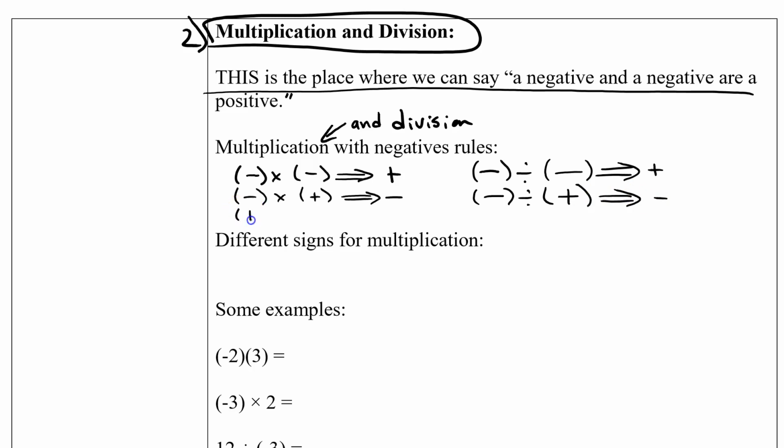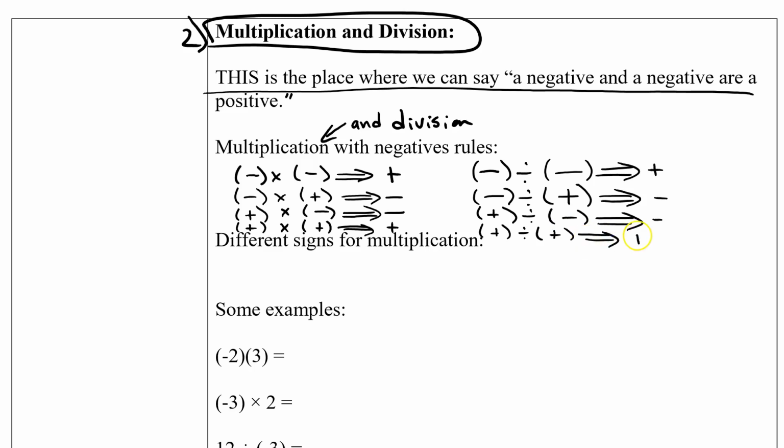Now, if I were to take a positive and multiply it by a negative, what do you think the answer would be? If you said negative, you're totally right. Just like if you have a positive number and you divide it by a negative number, that would result in a negative number. Last but not least, we have a positive times a positive. That results in a positive number, just like a positive divided by a positive is going to result in a positive number too.